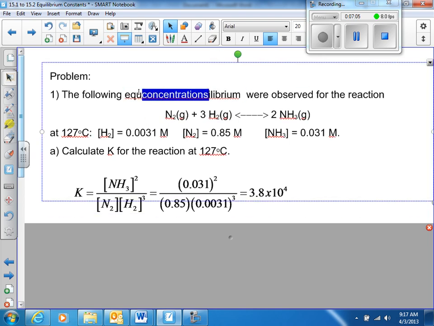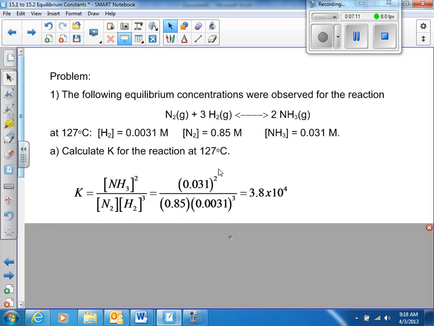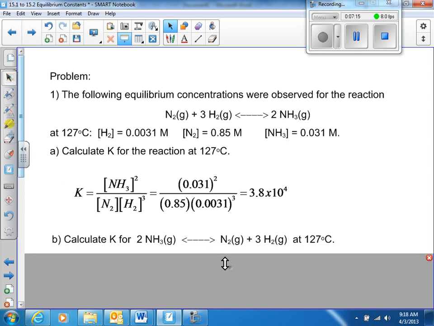Given the equilibrium concentrations, we just plug those right into our equilibrium expression, solve, and we get a number. Simple, simple. Okay, next problem.